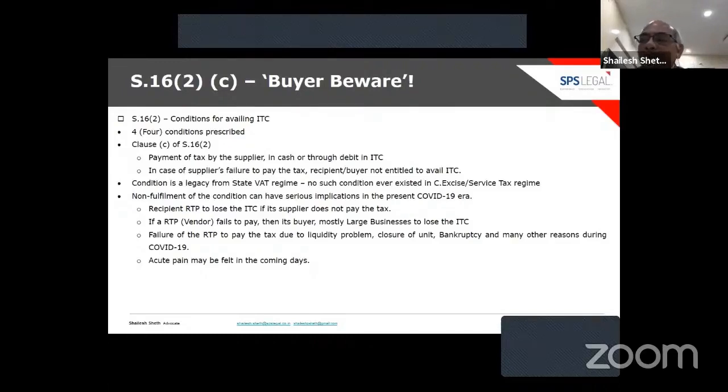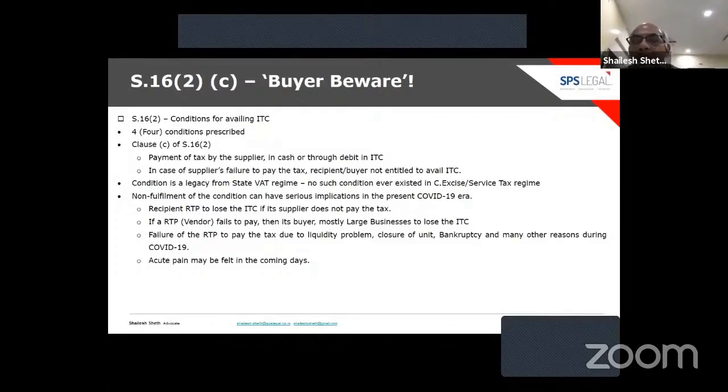COVID-19 mein MSME are in an extremely bad condition. They may have their own problems in making the payment because of the cash liquidity, not because they want to defraud the government. But still, this will be the repercussions. Similarly, chahe liquidity problem ho, chahe unit close ho gaya ho, chahe bankruptcy proceeding chalu ho, ya koi bhi reason ho, agar koi registered taxpayer genuine reason se bhi agar tax ki bhuktan nahi kar raha hai, then unhone jo maal supply kiya hai ya services supply ki hai to the buyers may tend to lose the credit.